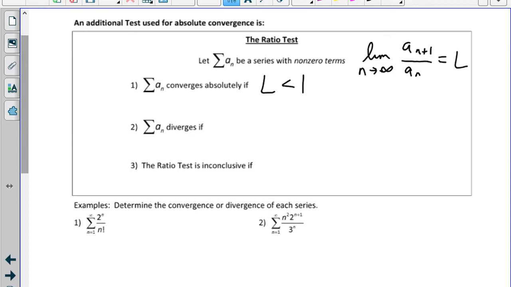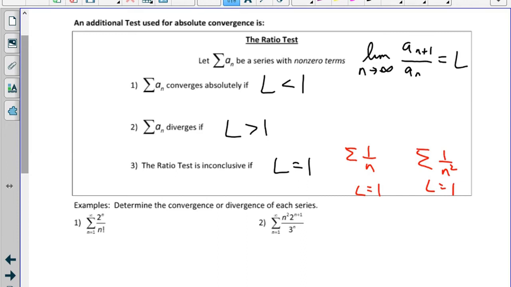The sum diverges if L is greater than 1. And the ratio test is inconclusive if L equals 1. And we can do a really quick example of why L equals 1 makes the ratio test inconclusive, because if you have the series 1 over n or the series 1 over n squared, both of those have L equals 1. I'm not going to show it, but both of those have L equals 1. We know this one diverges, and we know this one converges. So that is an inconclusive test.